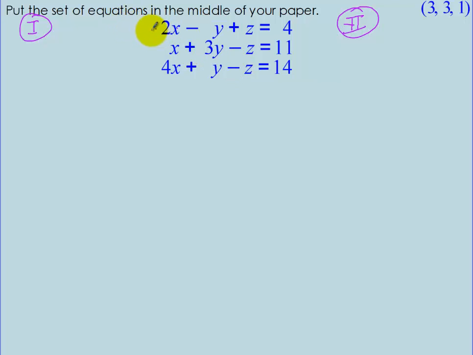So the first thing I'm going to do is pick 2 equations, any 2. And you're going to use those to eliminate z's. I'm going to use the top 2. So what I do is I put arrows from the top 2.